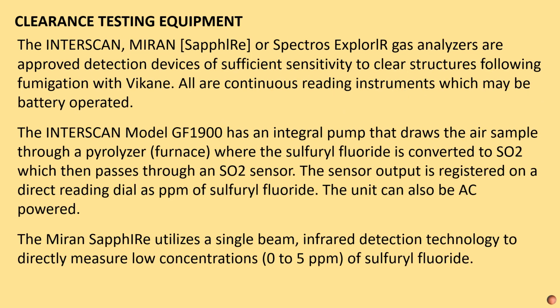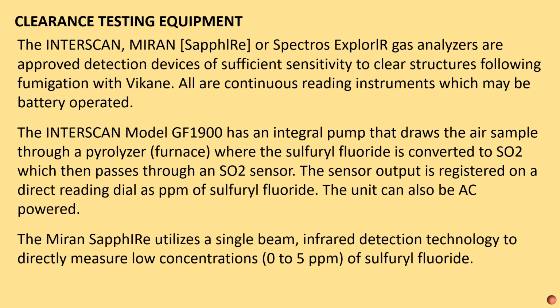Clearance testing equipment. The Interscan, Myron, Safari, or Spectros Explorer gas analyzers are approved detection devices of sufficient sensitivity to clear structures following fumigation with Vikane. All are continuous reading instruments which may be battery operated. The Interscan model GF 1900 has an integral pump that draws the air sample through a pyrolyzer furnace where the sulfuryl fluoride is converted to SO2, which then passes through an SO2 sensor.